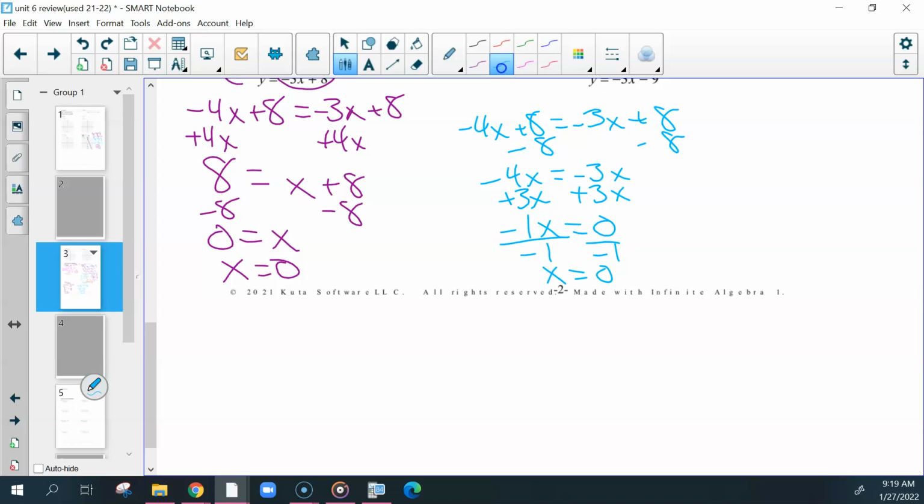You still wouldn't get a solution. The only way that would happen is if they would cancel out. The variables would cancel out.